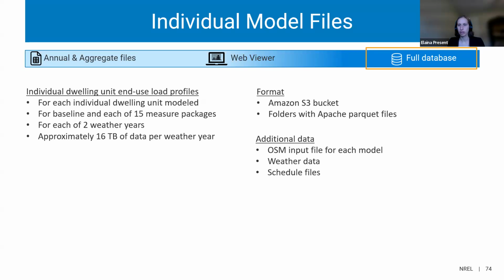And which of those are currently available? What's currently available is the weather data, and the results, and the time series. What's not available is the OSM files and the schedule files.